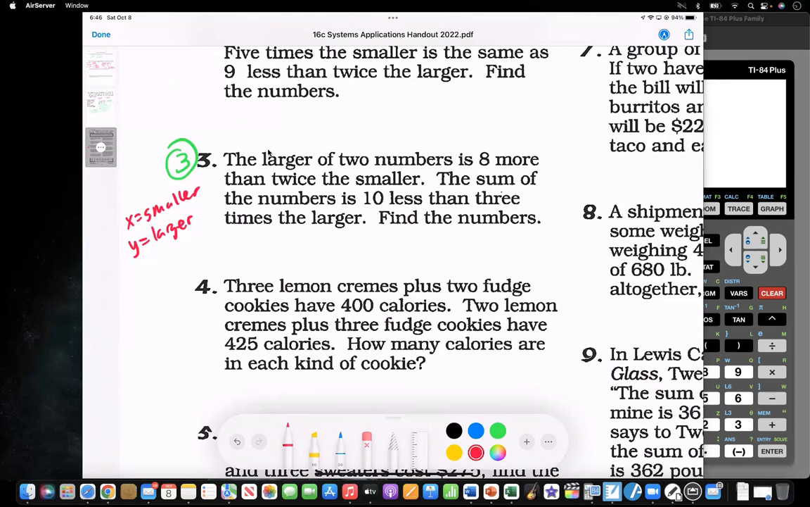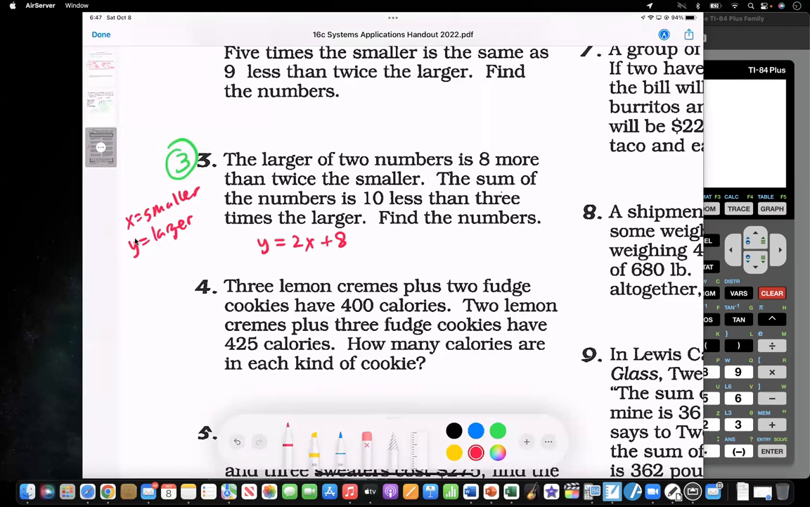But if I write this first equation, now that I have defined my variables, so the larger of two numbers is, so we're saying the larger is y, so the larger of two numbers is, or is equal to, 8 more than twice the smaller. So I have to do twice the smaller, so twice x, and then 8 more than that means you have to add on 8 to it. Right? Okay, and the second one says the sum of the numbers. Okay, so sum is addition.